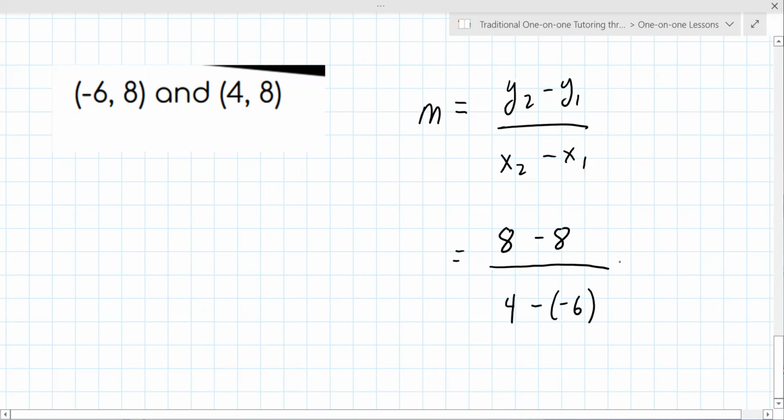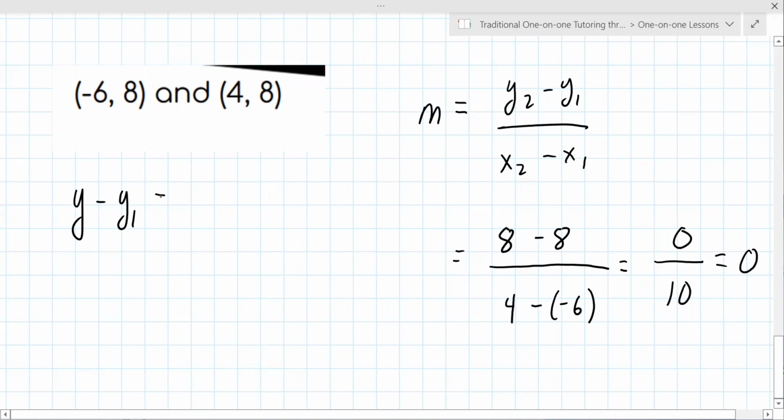Good. In the top, you get 0, which is okay. It's not great, but it's okay. On the bottom, what is 4 minus a -6? It's 10. Very good. Okay. What is 0 divided by 10? It's 0. So your slope is 0. That's okay.